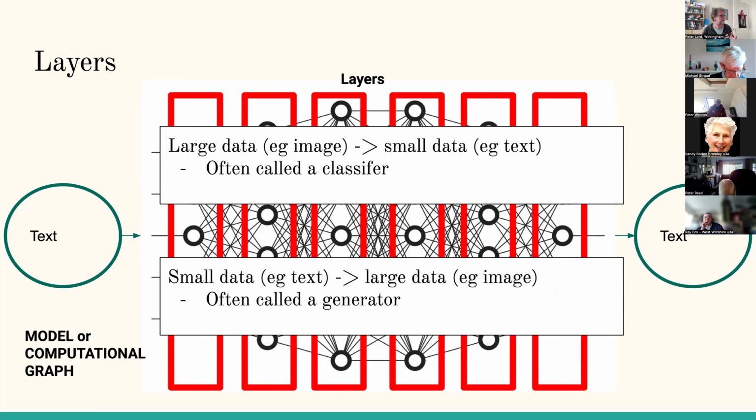If, on the other hand, we've got a small amount of text, something we've typed in, and we're outputting a large amount of data, like an image or a video, that's often called a generator. Now, these two designs of artificial neural networks are completely different. And this is why we talk about non-generative AI and generative AI. These different types, these designs have different implications and designs and power requirements and so on. So it's quite important to separate the two apart.